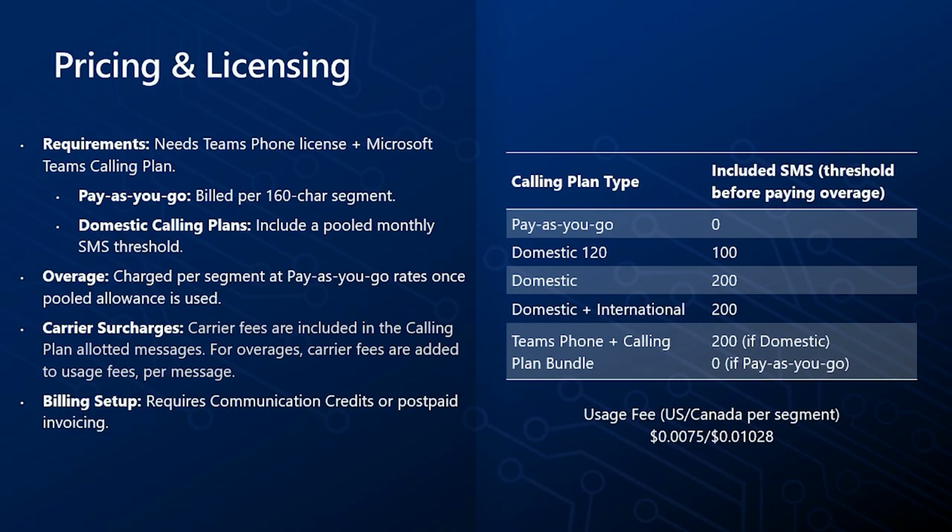You can see on the right the allocation of pooled messages per calling plan type. Pay as you go is 0, and then you go to 100 and 200 for the others, for your standard calling plans there. These are pooled at a tenant level, the same way as the calling plan minute utilization. So that's not per user, that's across your tenant.